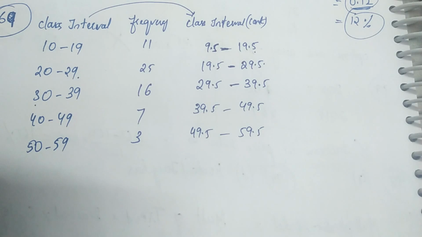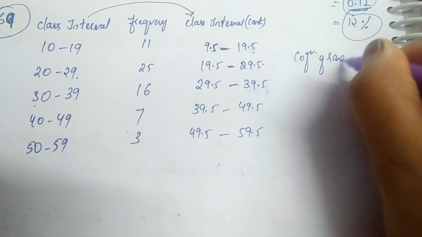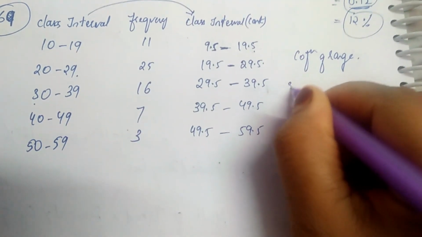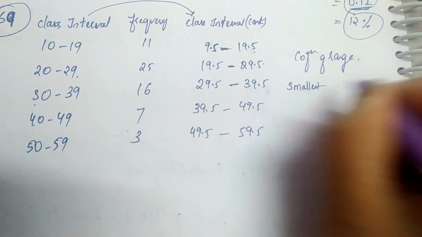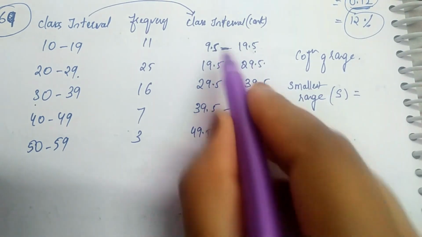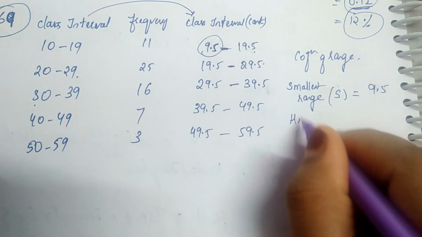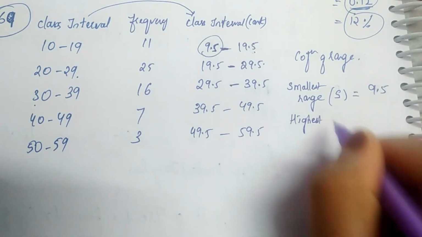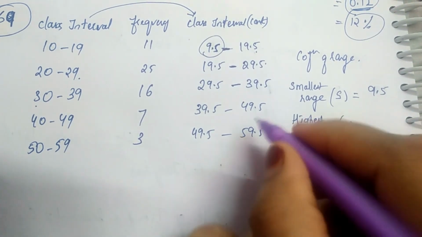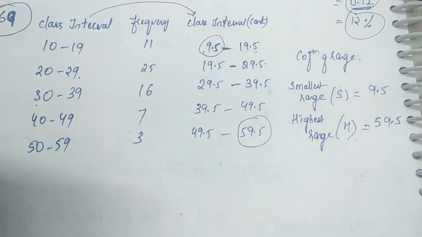For this we need to find out the coefficient of the range. What we need to find out? Coefficient of range. For that, first we need to write the smallest value. Smallest value S is nothing but the smallest in this, 9.5. And the highest value H is nothing but the highest one in the series, 59.5. These two things are there.